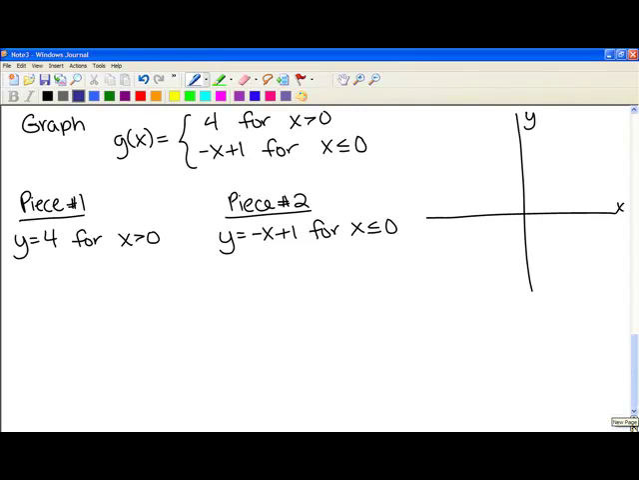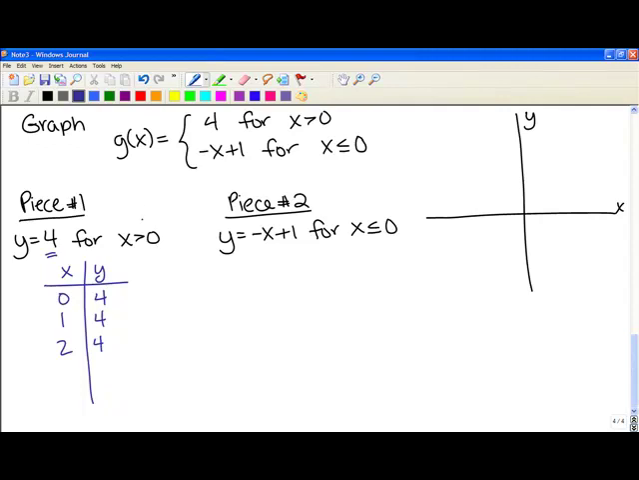Alright, and last we'll graph this function. So I already wrote down my pieces and the values that they're valid for. So piece number 1, we could always get the value 4 for that, regardless of the x value. So we're looking at x is greater than 0. Okay, so let's have our chart here. Let's start at 0, and the y value would be 4. Okay, numbers that are greater than 0, maybe 1 and 2. And we're always going to get 4 for y. Okay, so I'll just write that down.